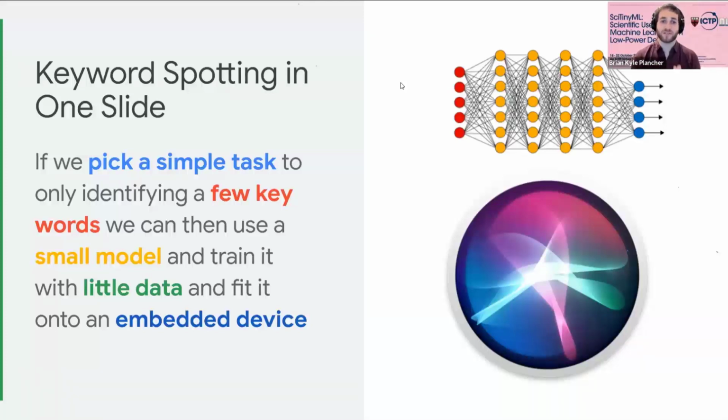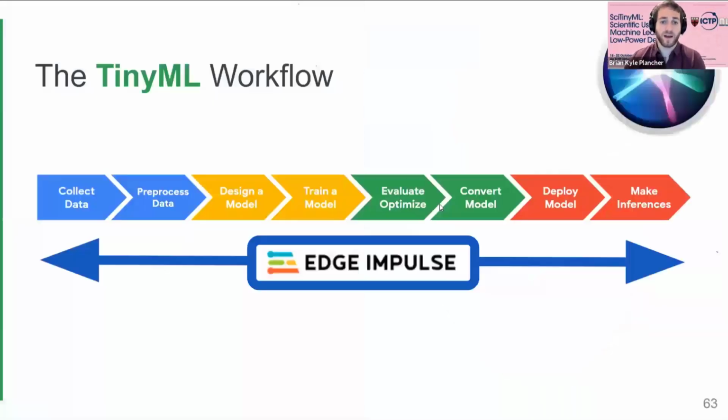And here what we've done is we've simplified the task to selecting or identifying just a few keywords. And that allows us to use a smaller model, it allows us to use less data, and it allows us to easily deploy this onto an embedded device like a microcontroller or a slightly bigger, beefier device like your phone. And so that's what we're going to work through today. And we're going to do it using Edge Impulse, and for the rest of this talk, we're going to start at collecting data and end at making inferences and work through the whole TinyML flow. I'll talk a little bit more about theory, and we'll do some hands-on work as well.